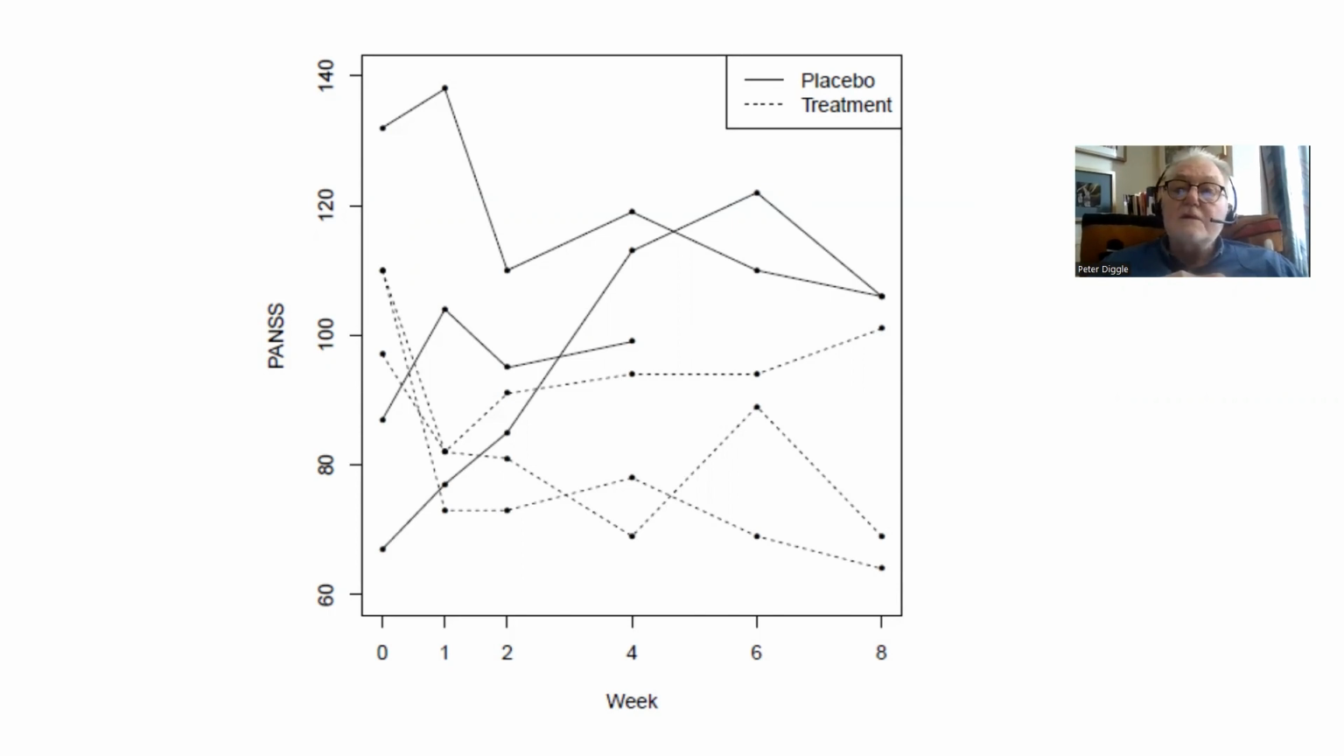You can see 2 sets of patients here, one with the dotted lines who received the active treatment, and one with solid lines who received a placebo, a dummy drug.